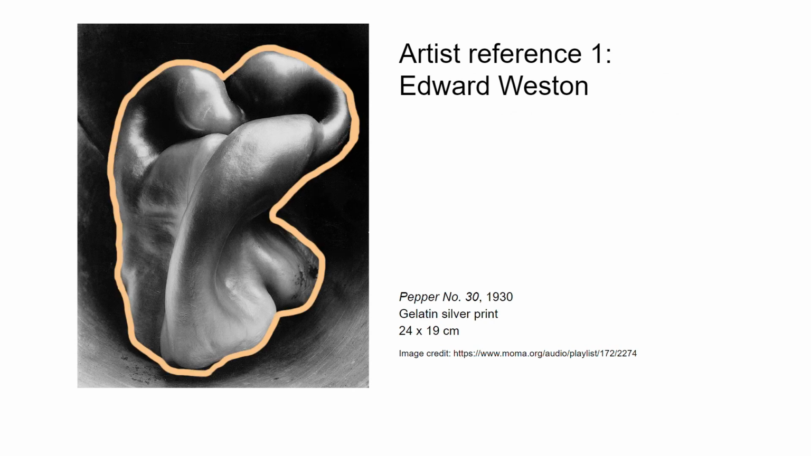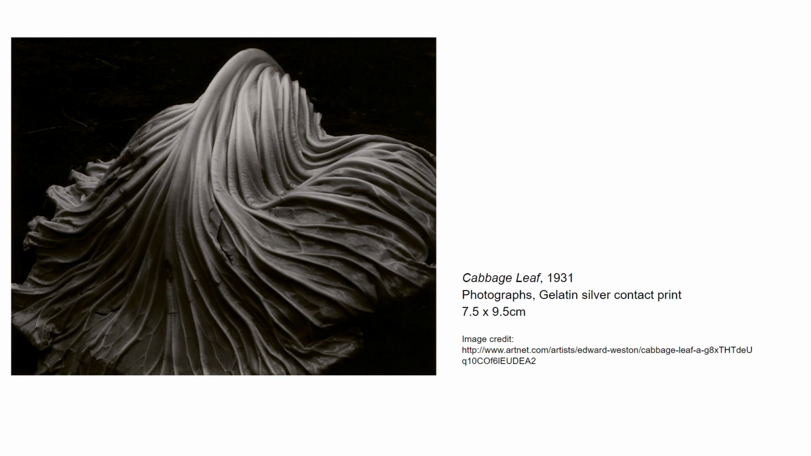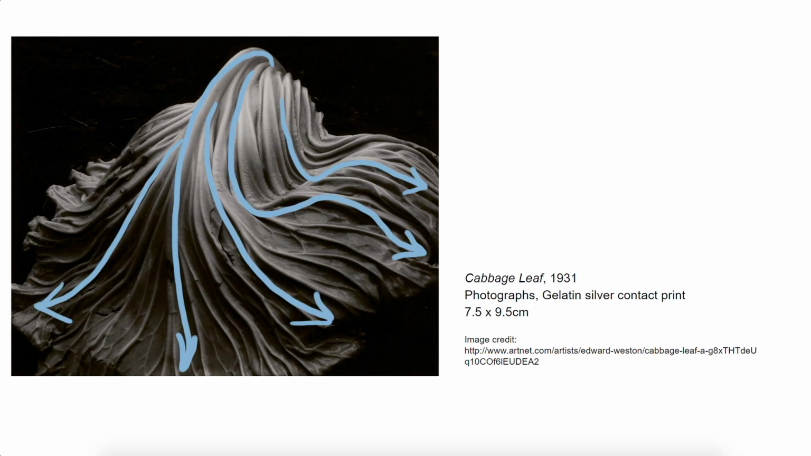The close-up captures the smooth texture of the bell pepper, allowing the focus to be on the natural form of the fruit. Another one of his still life is a cabbage. Here, the close-up captures the lines and forms of the cabbage, and the flow creates a sense of movement.